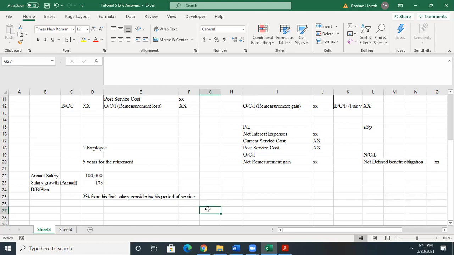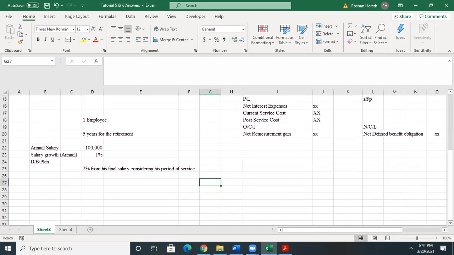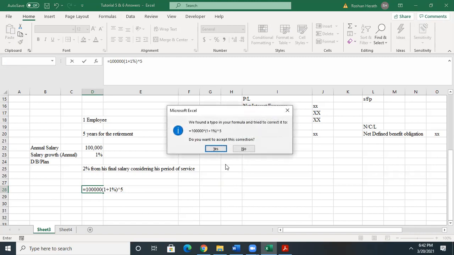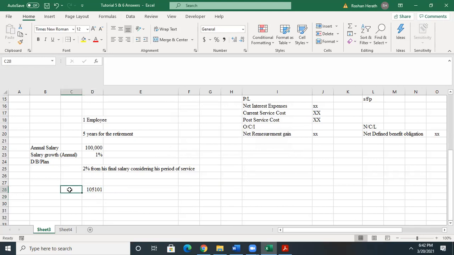So if things are as such, let us identify what the final salary is and what the annual benefit is that this particular employee is getting. You can see that this employee is expected to retire in 5 years' time. So if you are to compute the final salary, it's simply the 100,000, the current salary, multiplied by 1 plus the growth rate, that is 1% growth, for a period of 5 years, right? Applying the formula, how much is the final salary? It's 105,101.